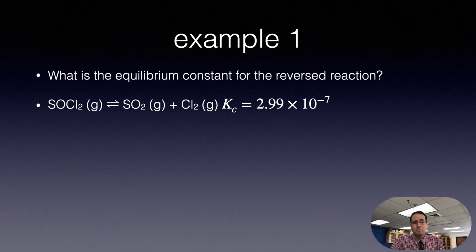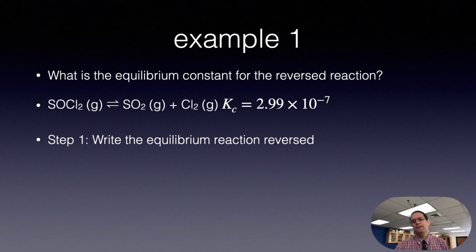Now here's an example. We have this chemical reaction here. It looks kind of complicated, and the equilibrium constant is very small, 2.99 times 10 to the minus 7th. Remember, for a small equilibrium constant, the reactants are heavily favored, okay? You have many, many reactants, very few products. All right, so what do we need to do?